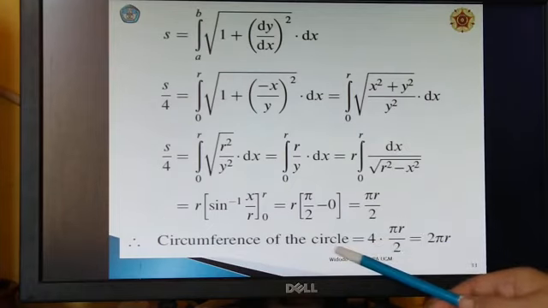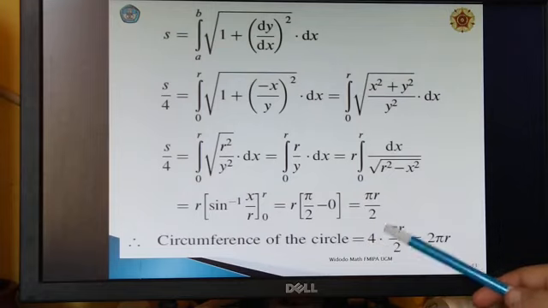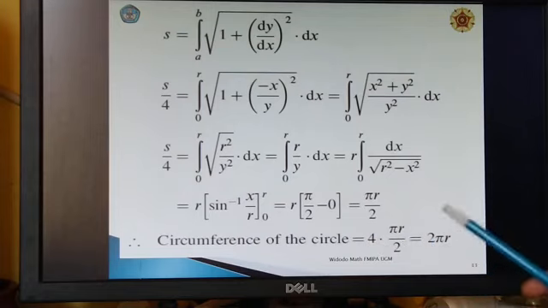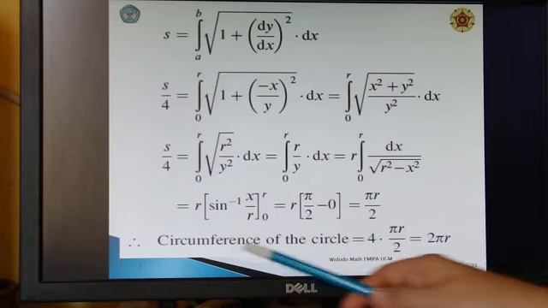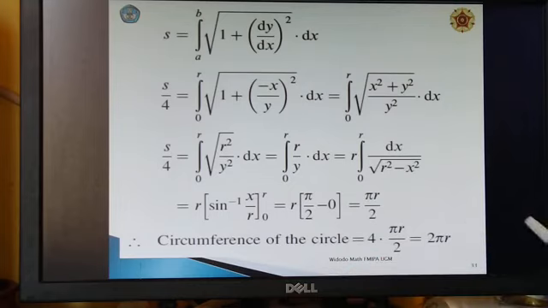So the circumference of the circle is 4 times πr divided by 2, equal to 2πr. As we know, the circumference of the circle with radius r is equal to 2πr. This is the proof by using the arc length formula.